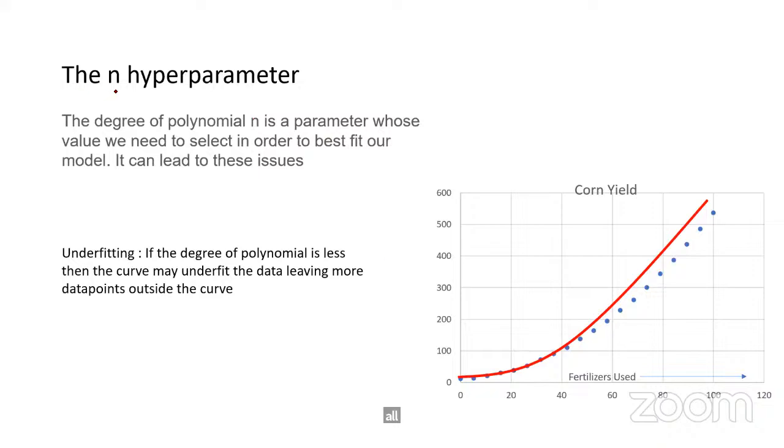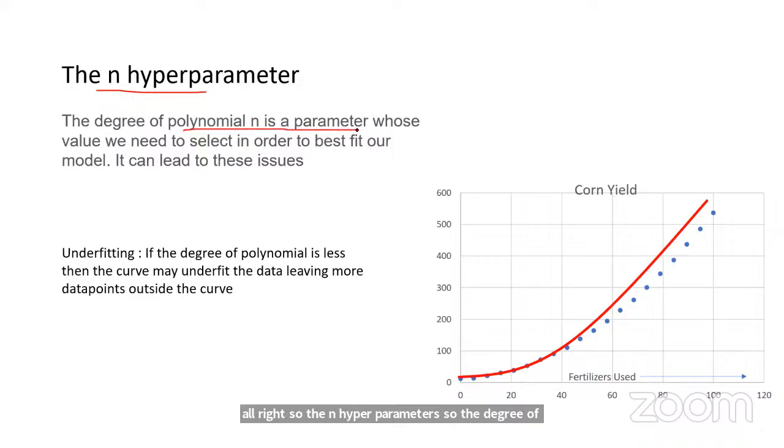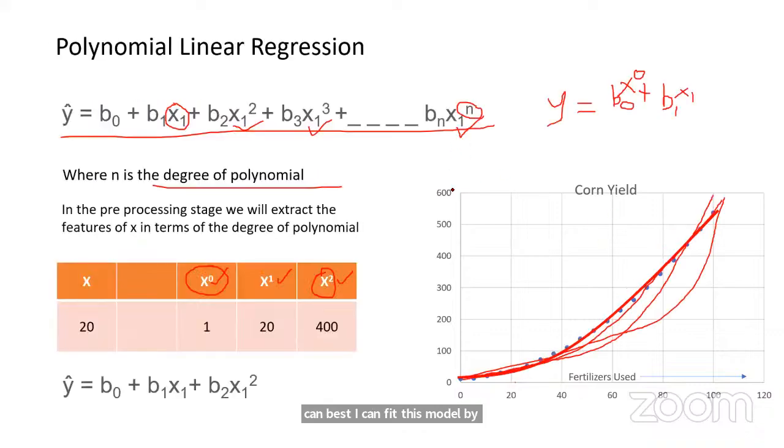So the hyperparameter n, the degree of polynomial, is the parameter whose value we can change in order to fit our model. So if our model is not fitting like this, if I change my value of n, I can fit this model by increasing or decreasing n. So I can extract more features.